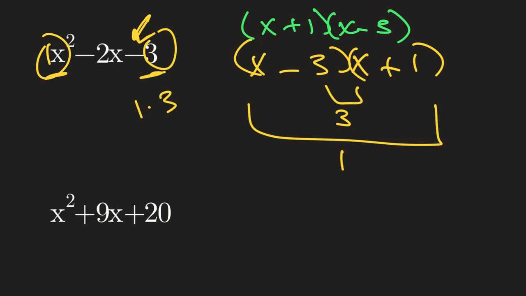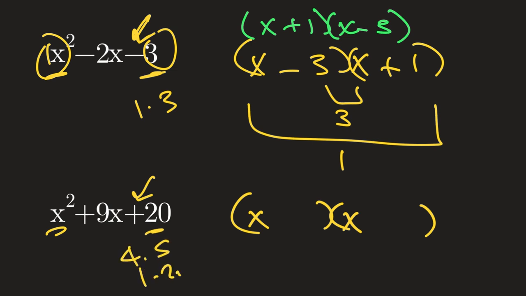X squared plus 9x plus 20. Leading coefficient of 1. There's your 1x squared. We can immediately, first term, last sign, 2 sets of parentheses. And even better, I'm going to put x and x in there. It's the only way you're going to break up a 1x squared. X and x. How many ways can you multiply and get 20? What are the factors of 20? 4 times 5, 1 times 20.